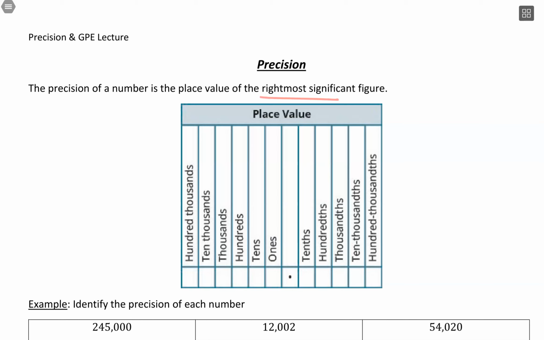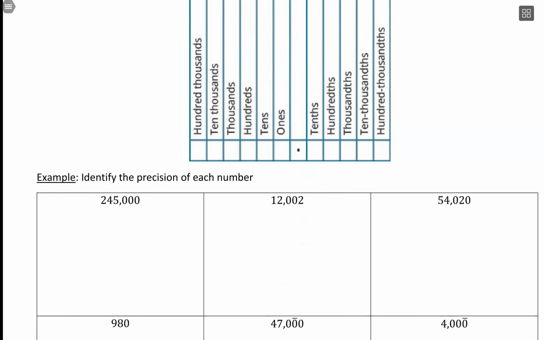So the rightmost significant figure, what that would look like is for this first example. We have 2, 4, 5, so there are our non-zero digits, and those are all significant. And then we have trailing zeros, which are not significant. If these are all of our significant figures right here, we want to use the rightmost one, which is that 5 right there. So that's our rightmost significant figure, and what we want to describe is that place value right there.